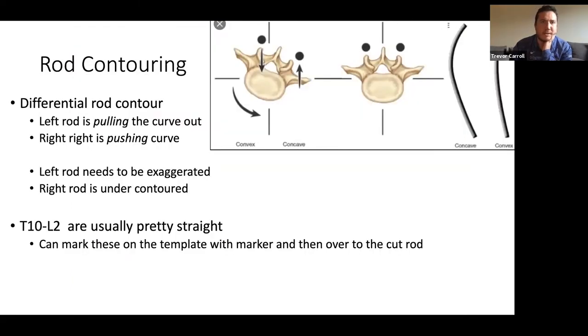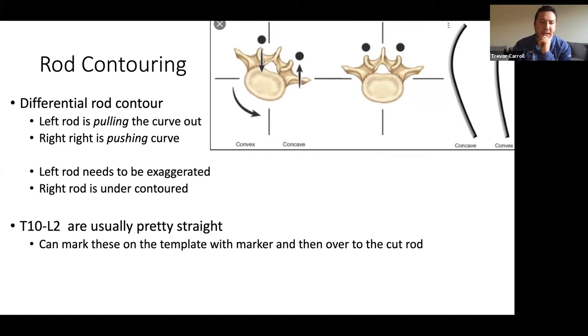And then this is another thing that we like to do, differential rod contouring. The idea is that on the left side, for that lanky 1B, you're really pulling the curve out, and the right side's pushing it down. So you hyper-exaggerate the left side and then you under-contour the right side, because the right side, you're pushing it down.